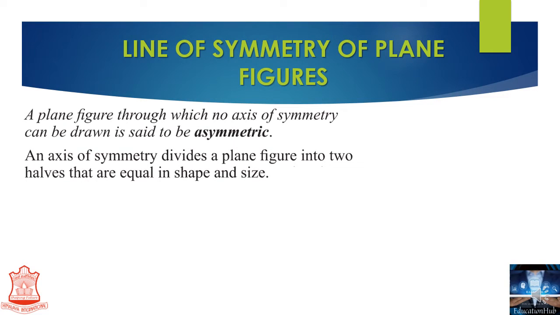An axis of symmetry which divides a plane figure into two halves that are equal in shape and size, that is our axis of symmetry. For example, this is a rectangle. Rectangle के अंदर we have two lines dividing it into two equal parts. So this is our axis of symmetry or line of symmetry.